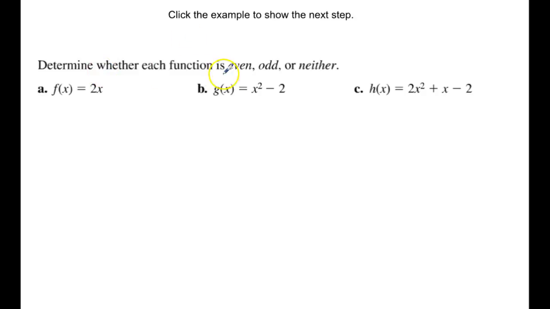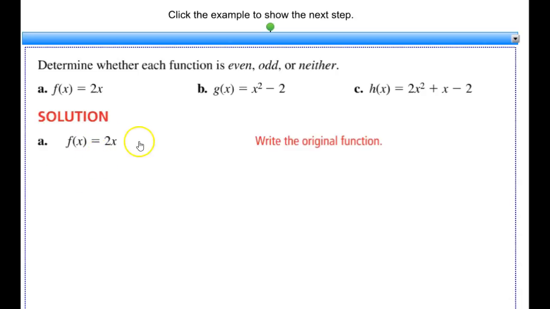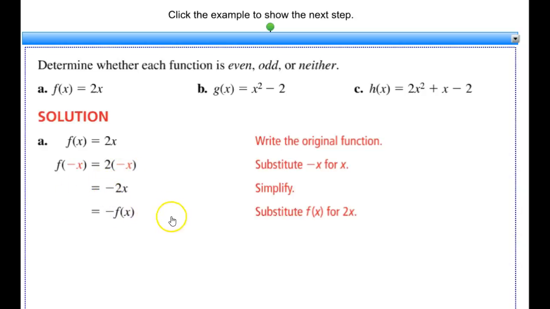So now let's determine whether each function is even, odd, or neither, because there's a possibility that it's a neither function. The first thing I want to do is rewrite my original function. Now I'm going to substitute a negative x anywhere I see the x in my equation, and simplify and see what I end up with. Now I can substitute f of x for 2x. And so now I see that I ended up with a negative of the whole thing. My entire function became negative after I plugged in this negative x. That means that the function is odd.